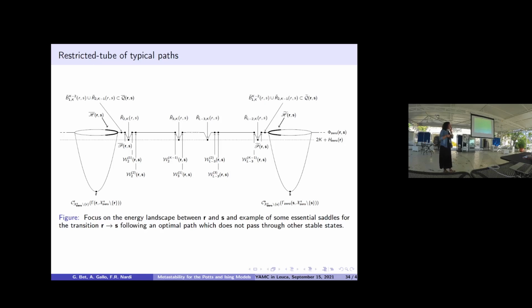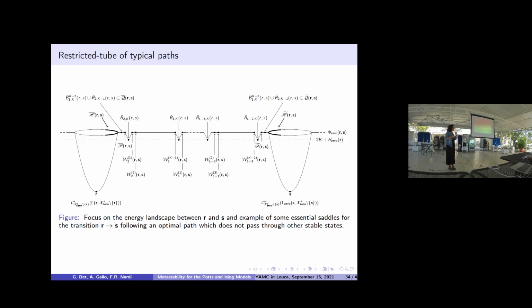Finally, let us consider the results on the typical trajectories. Let us consider again the restricted transition from a stable state R to the stable state S. And I recall that with restricted transition, we mean that we consider this transition following a path that does not visit other stable states of the energy landscape. All the configurations that belong to this bridge belong to the typical trajectories. In order to complete the geometrical characterization of the typical trajectories that are followed by the process, we have to geometrically identify the configurations that the process visits in order to go from R to H bar RS, so that is on the boundary of the initial cycle, and all the configurations that the process visits in order to go from H tilde RS to S.